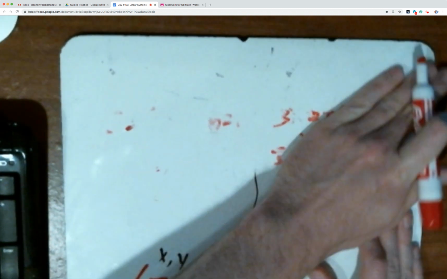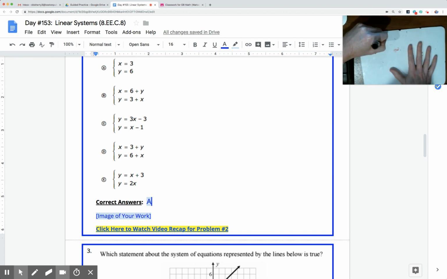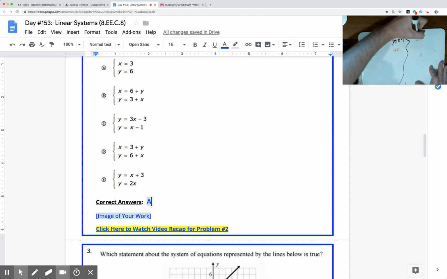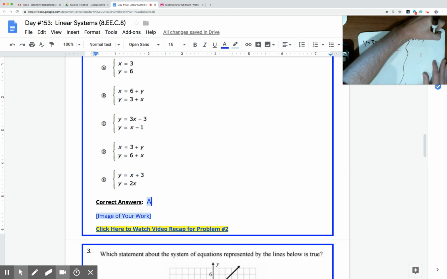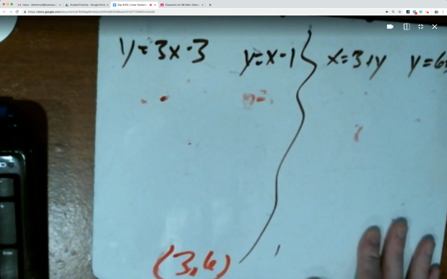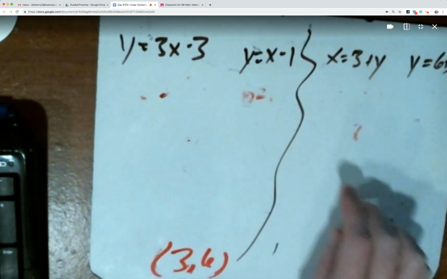Very quickly here, we're going to have to grab two of the other linear systems. Bear with me. So we get y equals 3x minus 3 and y equals x minus 1 for answer choice C. And then we see another option, x equals 3 plus y, if we're looking at answer choice D right now, and y equals 6 plus x. So we're going to again plug in that 3 for x, 6 for y into both of these equations. We're going to test for both of these linear systems: does 3 for x and 6 for y work in both of the equations?